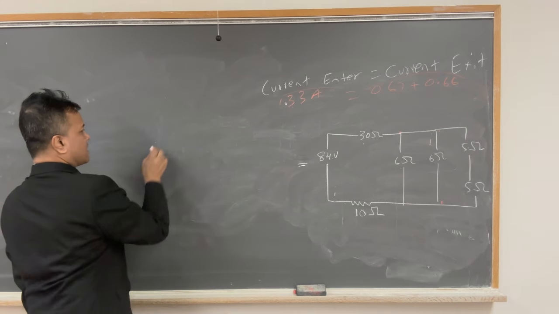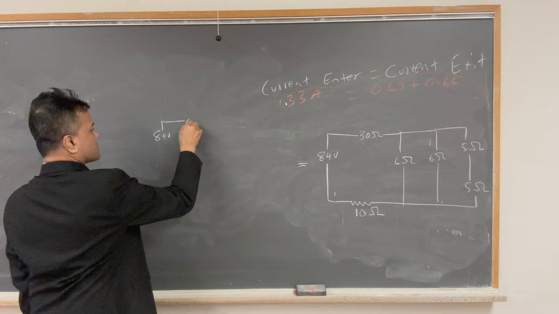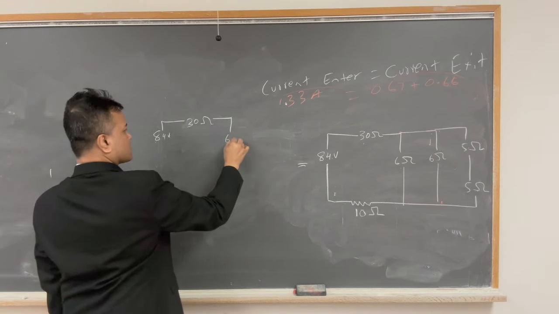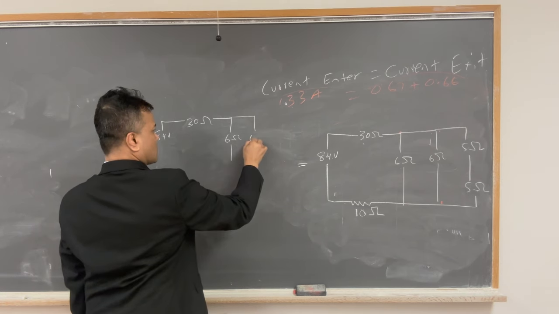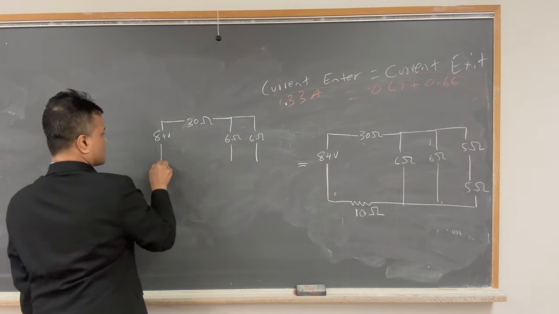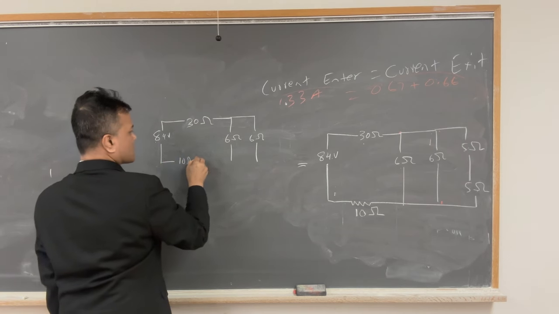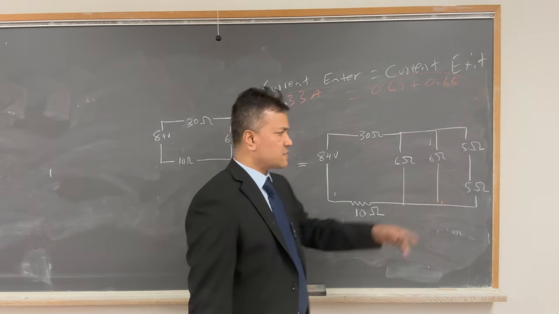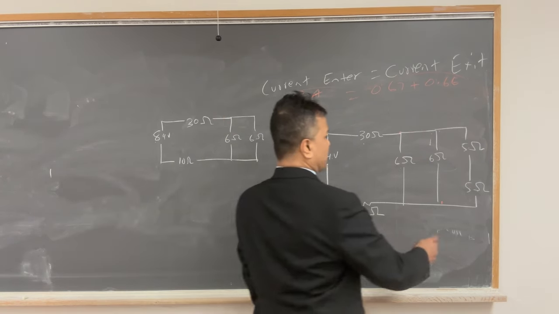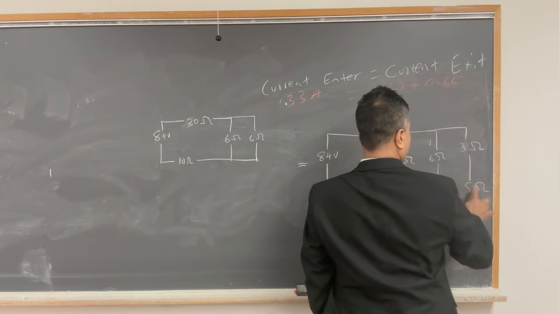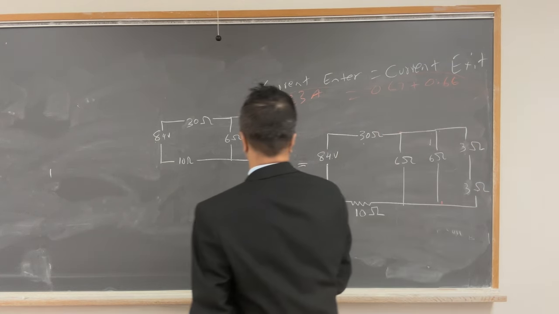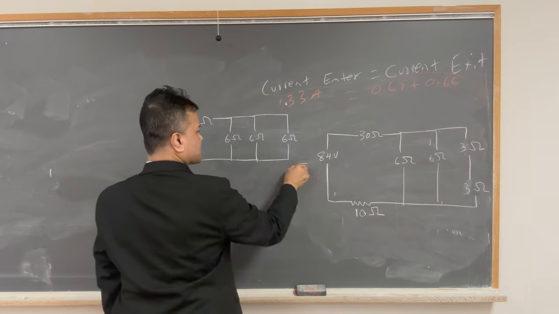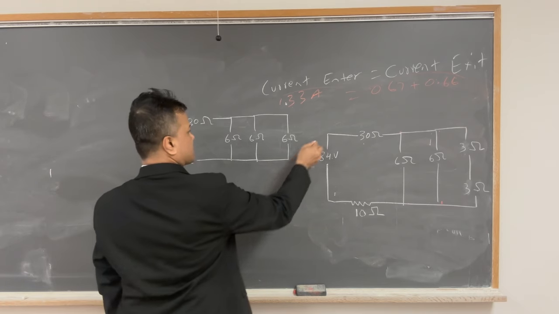So this is 84 volt. This is 6, this is 30 ohms, this is 6 ohms, this is 6 ohms, this is 10 ohms. So far everything is right. Now I'm going to add this 3 plus 3, which is 6. Let's call it 3 plus 3. So this one is equivalent to this one. Okay, they are the same.